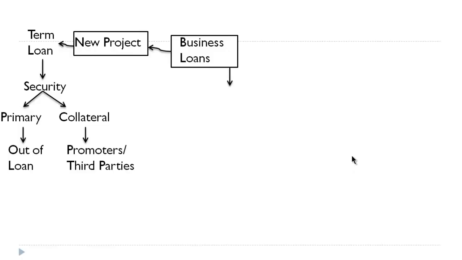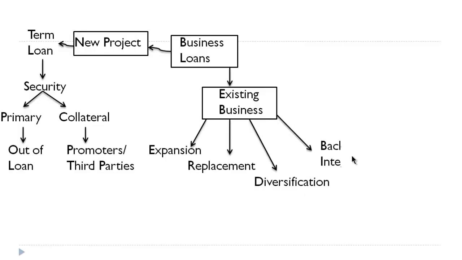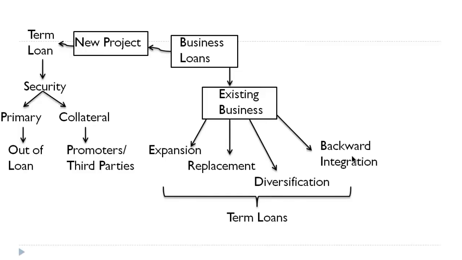And for existing business also, term loans can be provided. It can be for expansion purpose, I mean you add your capacity, or it can be for replacement, I mean you are going to purchase new machinery instead of the old one, or you get into a diversifying activity, or it can be even backward integration or forward integration. So the term loans would be available for existing business for all these kinds of activities also.